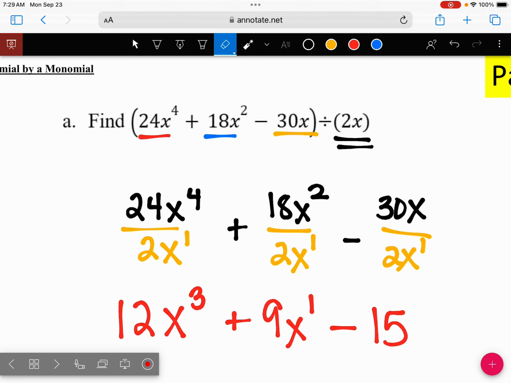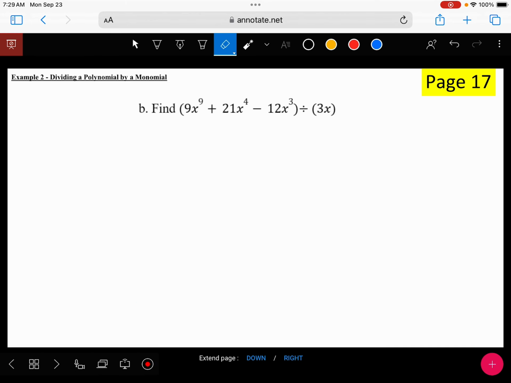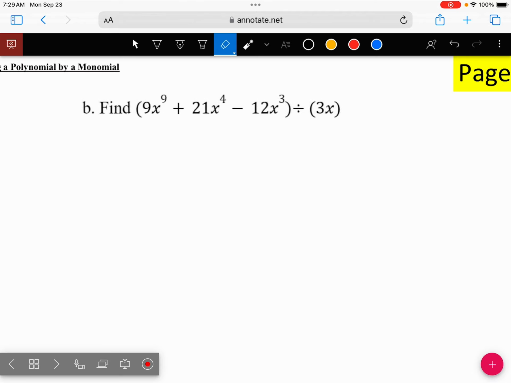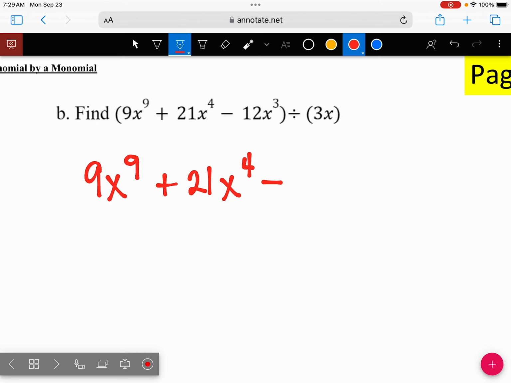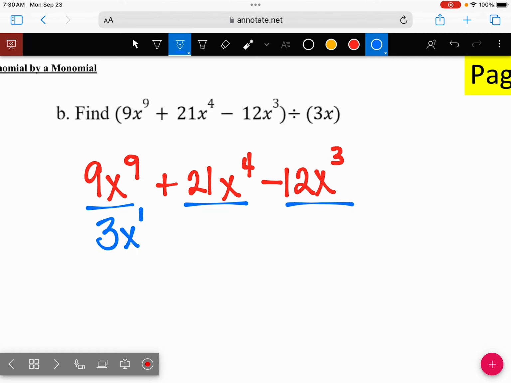Any questions? Okay, let's keep moving forward here. Go ahead and set up the next question, and then simplify it. So divide the numbers, subtract the exponents.